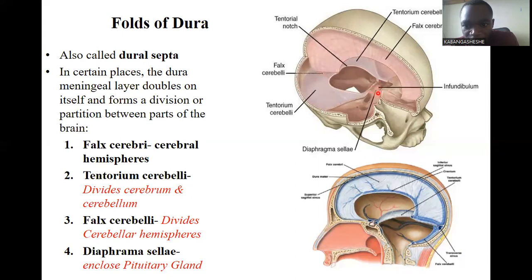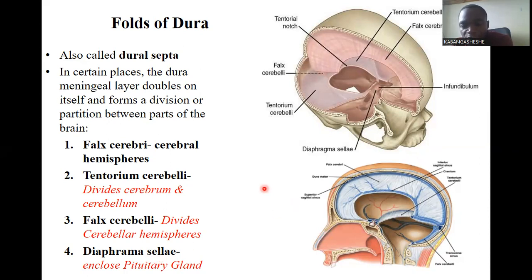We call that opening in the dura mater the diaphragma sellae. Diaphragma sellae gets the name sellae from sella turcica. That depression you're seeing there is the sella turcica in which the pituitary gland is found. That is the pituitary gland. That space there is the sella turcica. Then the opening in the dura mater where the pituitary gland passes through, we call that the diaphragma sellae.